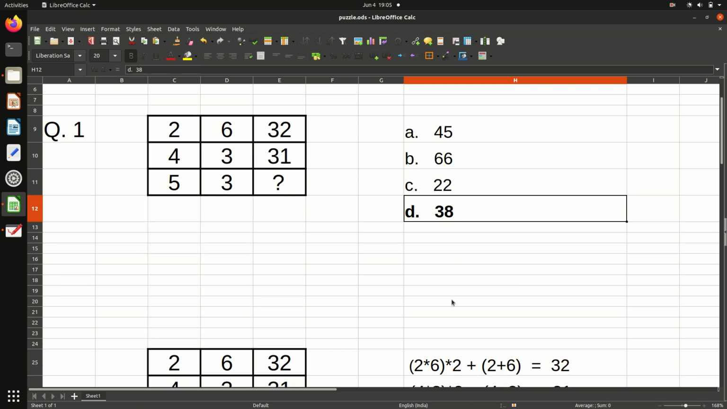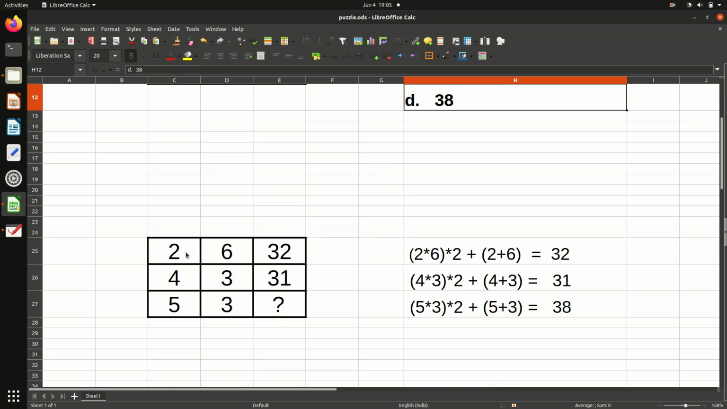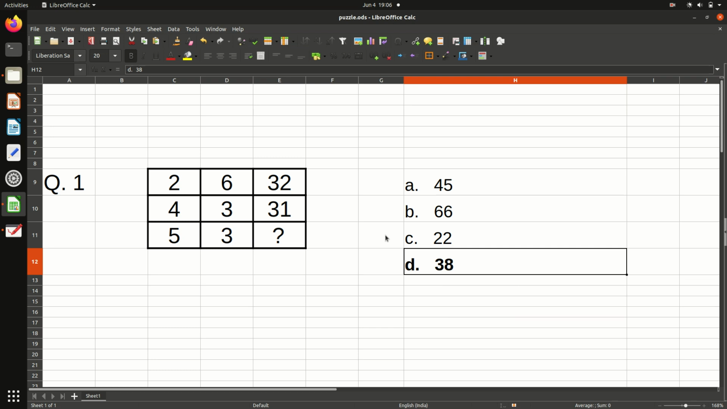Okay, I think you got it. At first you have to do the multiplication, then into 2, and then plus the sum of these two numbers. So at first multiplication and then sum. Similarly here also multiplication then sum, and similarly here also multiplication and then sum. So this question was a little bit tricky because we have to do two operations simultaneously. Okay, so this was the first question. I hope many of you might have solved this.